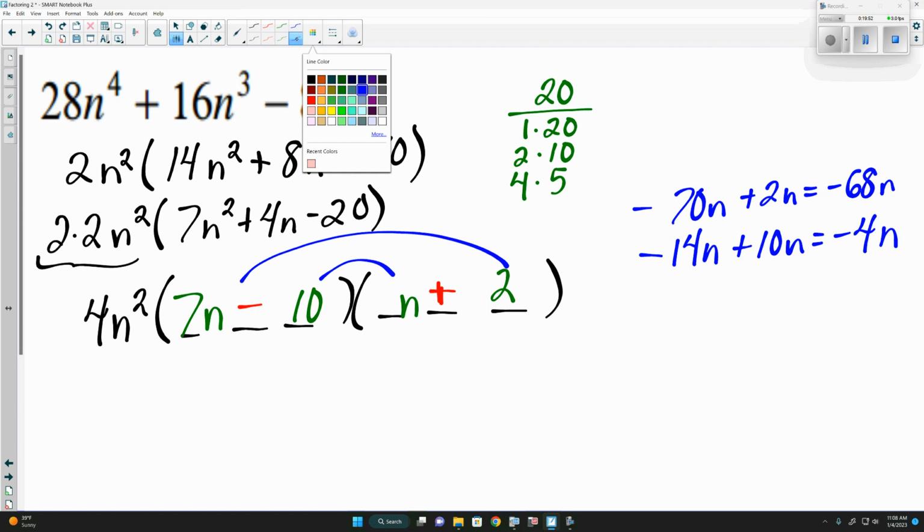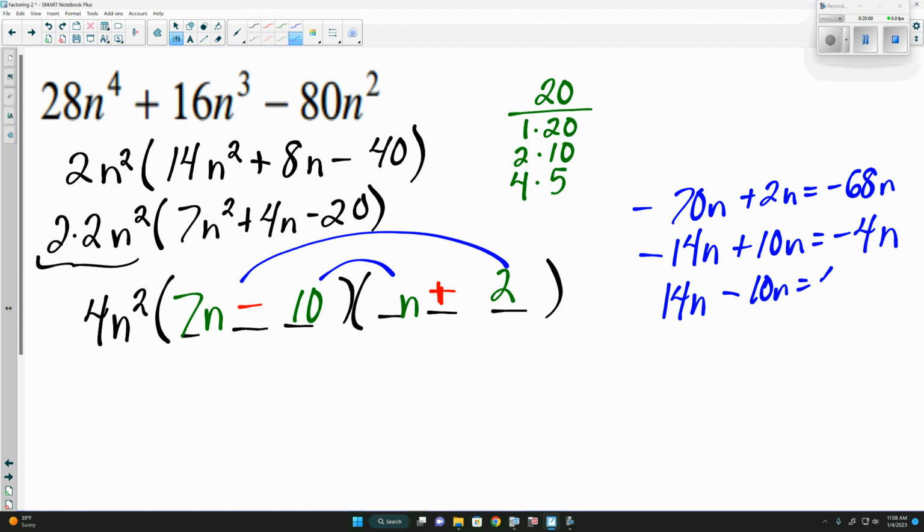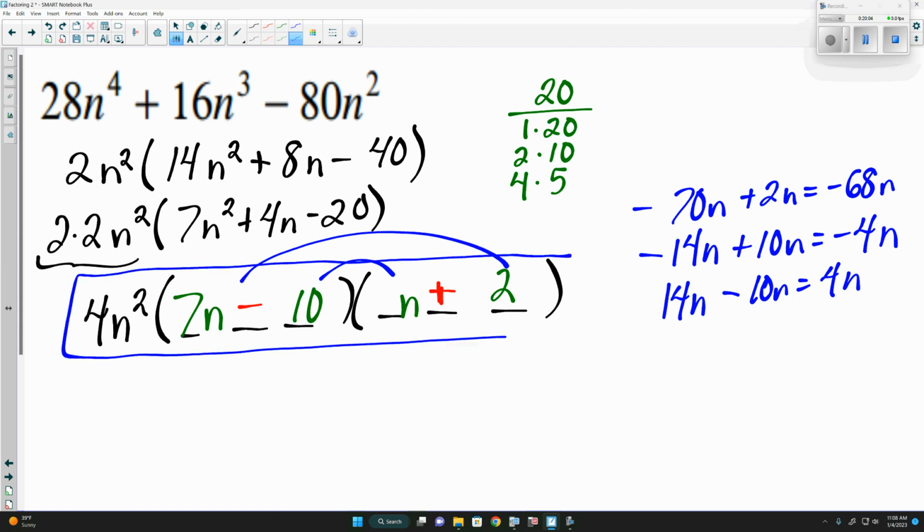Which will tell us this time 7n times 2 is going to be positive 14n. Negative 10 times n is negative 10n, which does give us our positive 4n. And again, just as a reminder, we still need that greatest common factor as part of our answer. 4n squared.